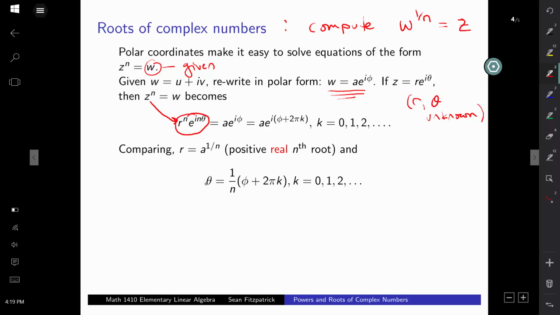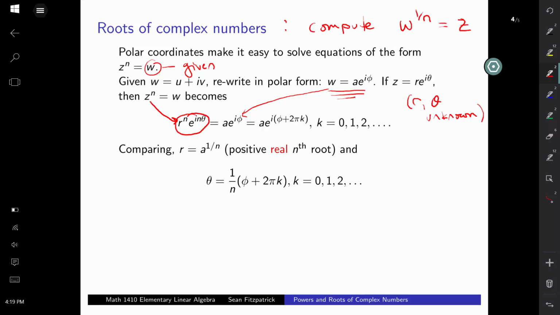w is a e to the i phi. I'm calling it phi here, so we just substitute in. z to the n equals w. All right, fine. Now, where does the kind of trick come in? What's the punchline? The punchline is to remember that you can add any multiple of 2 pi that you want to the angle, and you're not going to change the complex number w. You get the same complex number for any multiple of 2 pi.